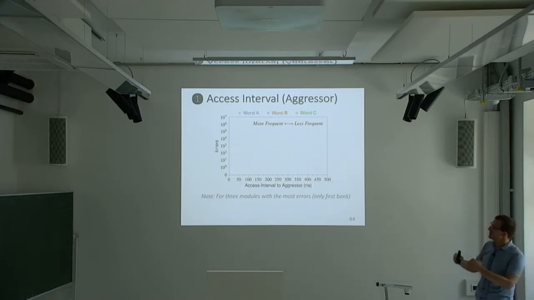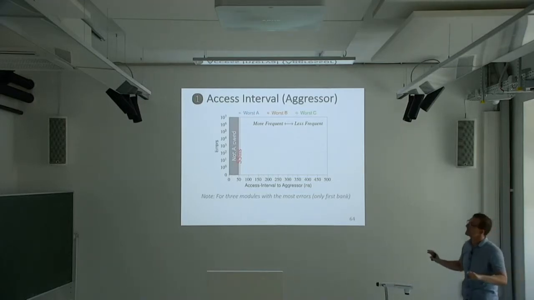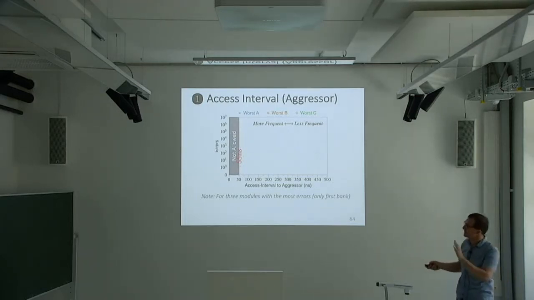What is the distance in terms of time between two consecutive activates that you send to the same row? In DDR3 chips that we tested, this part was not allowed. That's out of specification, basically. Specification says tRC is 52.5 nanoseconds.